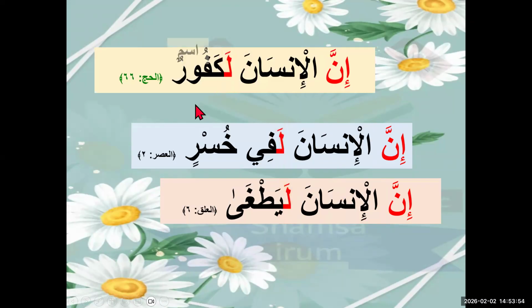Okay. Let's check the first one. La kafurun. This lamu tauqeed is connected with an ism, connects with a noun. How do we know that it is a noun? Because this tanween shows me that it is a noun. This tanween shows me that it is an ism. Okay, so at this point, lamu tauqeed is attached with an ism.